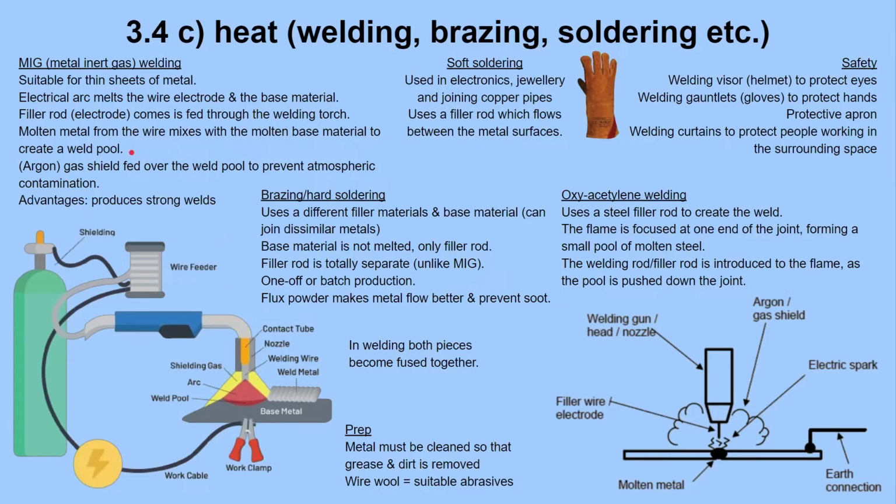Molten metal from the wire mixes with the molten base material to create a weld pool, and then shield gas is fed over the weld pool to prevent atmospheric contamination and protect the welding material. When that cools down, that is what creates the weld. One advantage of MIG welding is it produces very strong welds.